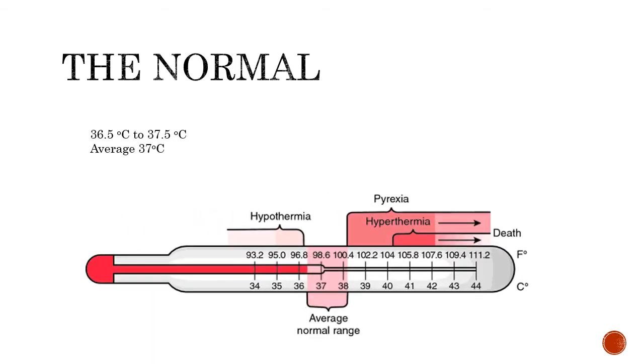As you can see in the picture, the average normal range is from 36.5 to 38, and that means when a patient's temperature is more than 38 degrees Celsius, it is called pyrexia or hyperthermia, and when it reaches above 40 degrees Celsius, that is very crucial and it can lead to death. While on the other hand, if the temperature is 36 or below, it is called hypothermia.